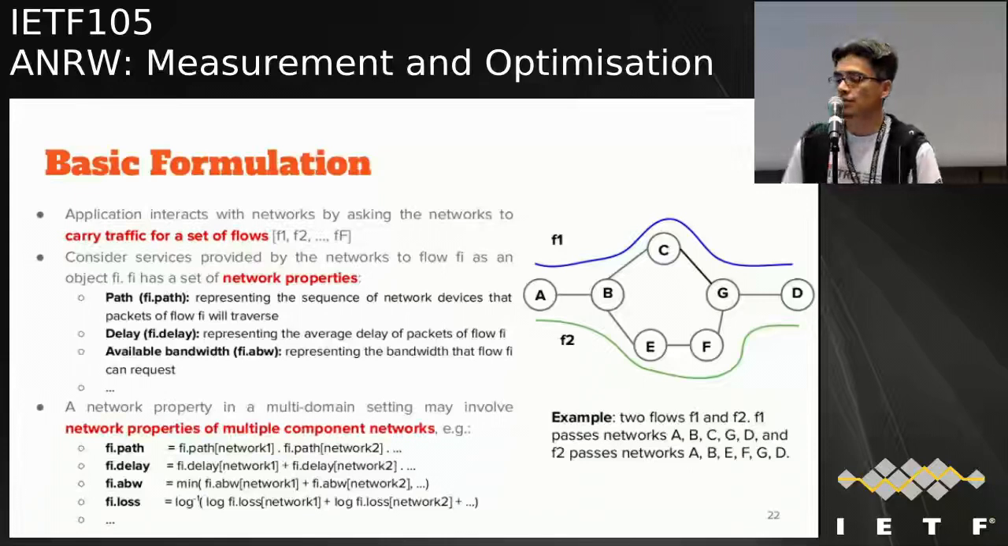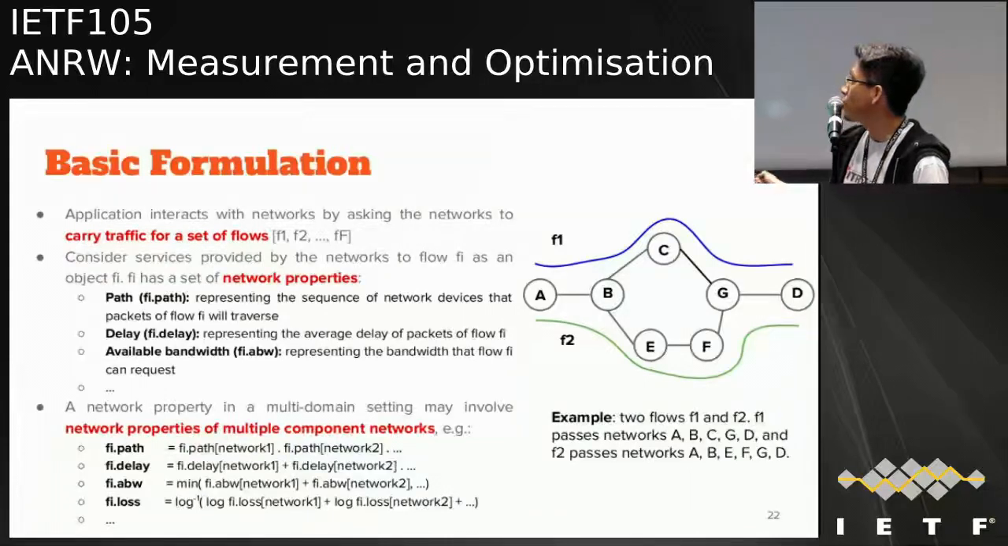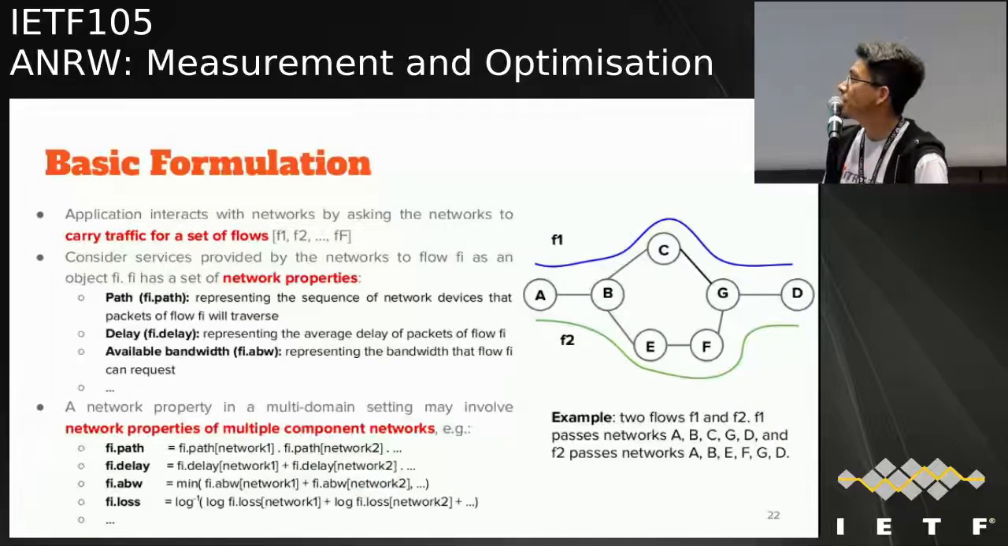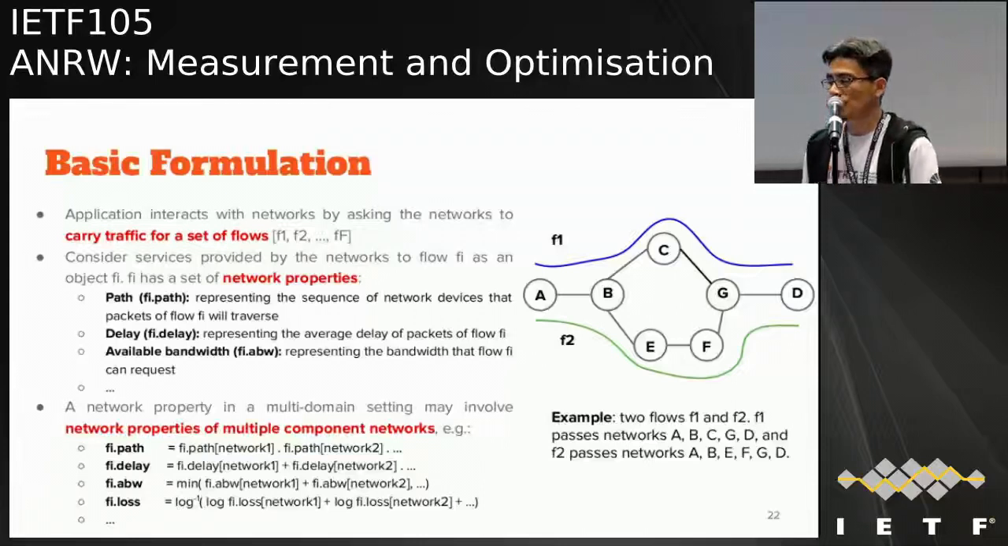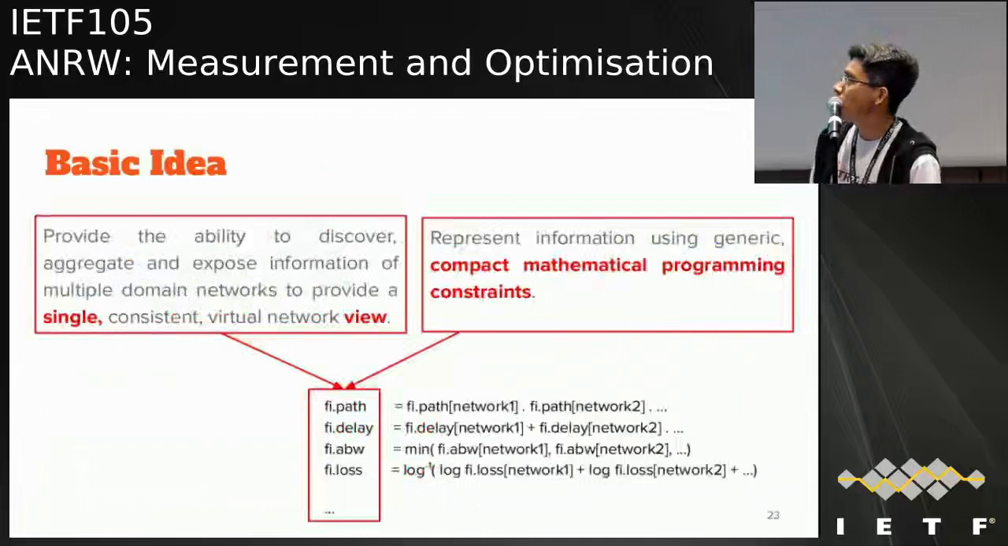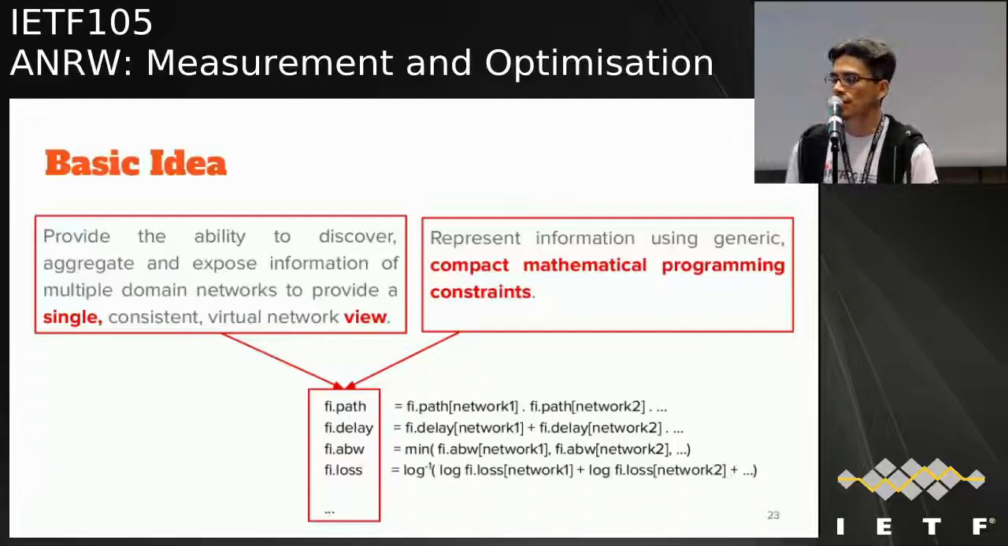What is the basic formulation? Application interacts with network by asking to carry traffic for a set of flows. In this example, we have two flows, F1 and F2, that will travel different networks. Each flow has a set of properties, for example, paths representing the sequence of network devices that the packets of a flow will traverse, delay, available bandwidth, etc. In a multi-domain setting, a network property may involve network properties of multiple components. For example, the delay property in a multi-domain setting should be the sum of the delay property in each network. So the basic idea here is to provide the ability to discover, aggregate, and expose information of multiple domain networks to provide a single, consistent and virtual network view, and represent that information using a generic, compact mathematical programming constraint.